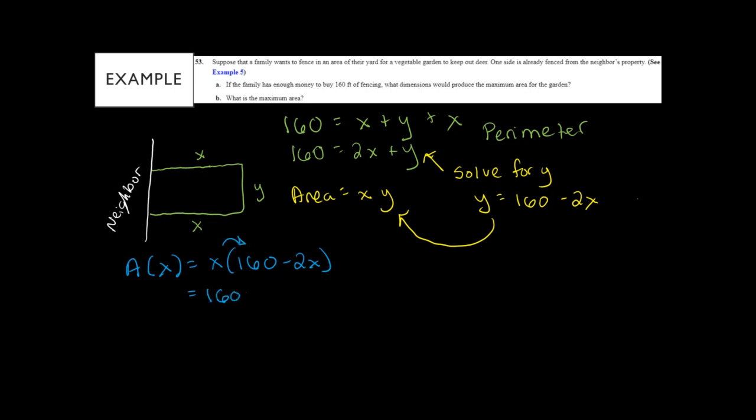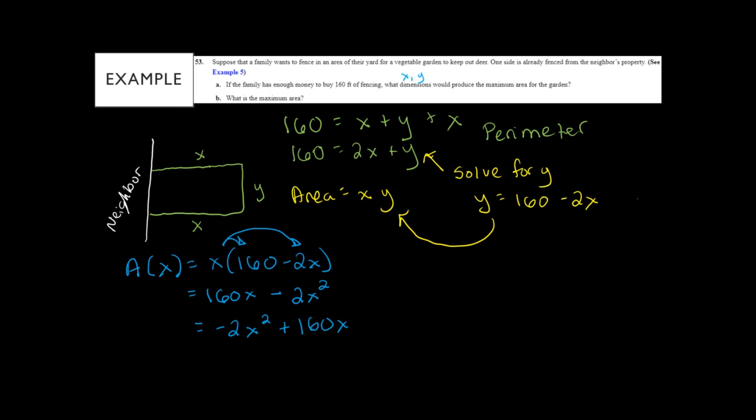So it's going to be 160x minus 2x squared. And to really put it in the right form, I'd put my x squared part first. So this is going to be negative 2x squared plus 160x. And so now we've got our formula, so now we can find the maximum. It says, what dimensions would produce the maximum area for the garden? Dimensions means that we're looking for X and Y.